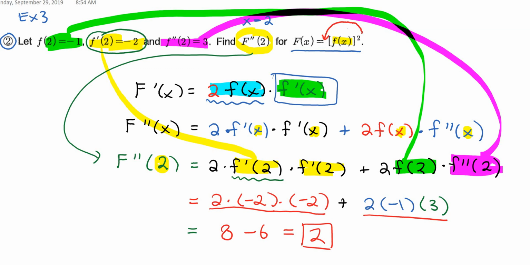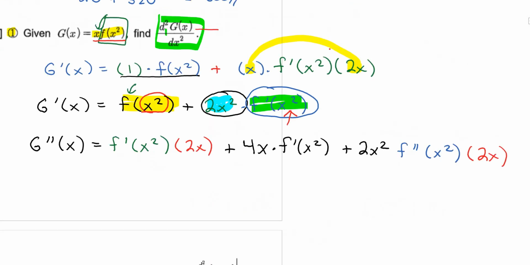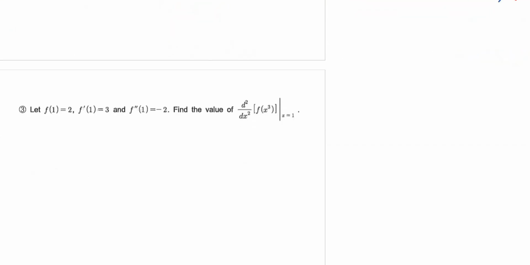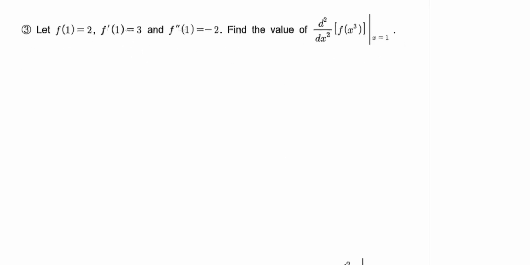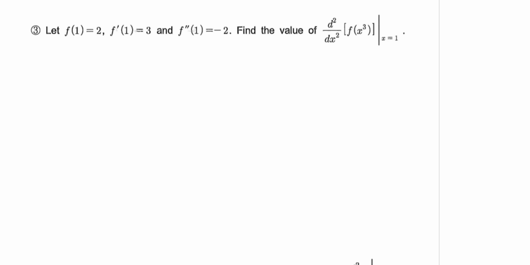Okay, let's move on to question number 3. For question number 3, I need to go to my other document here. So here's question number 3. And I need to find, it's very similar to question number 2, where I need to find the value of the second derivative at x equals 1. So basically I'm asking for what is the value of f double prime of 1. What is that value equal to? That's what this expression, that notation means.